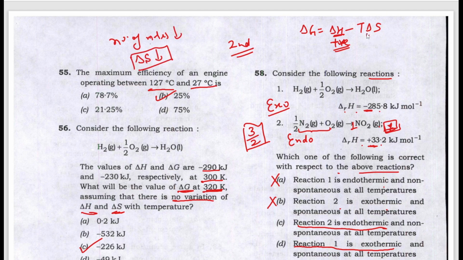Okay, if entropy decreases, this is negative. So if this is a negative term, ultimately here there will be a positive sign: minus and minus make plus. So this will be delta H plus T delta S. So if you increase the temperature, the reaction will always have a positive Gibbs free energy change. So the value of delta G will be greater than 0.